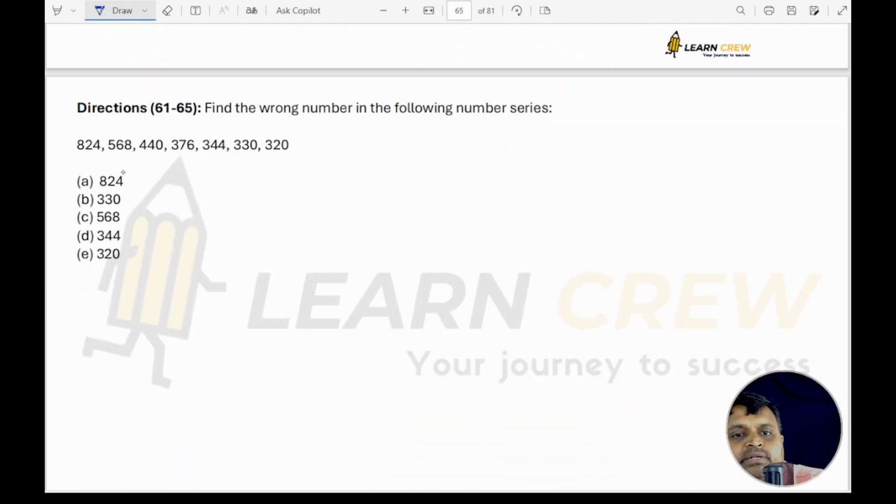Find the wrong number. So here it is a decreasing sequence. 330, 320, the difference is 8. 344, 330, the difference is 14. 376, 344, the difference is 32. 440, 376, the difference is 64.